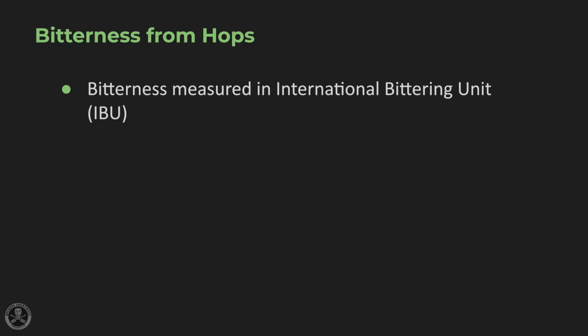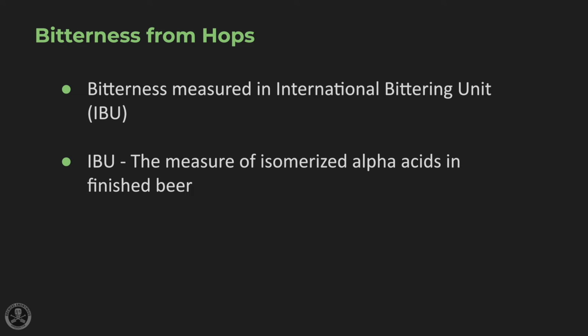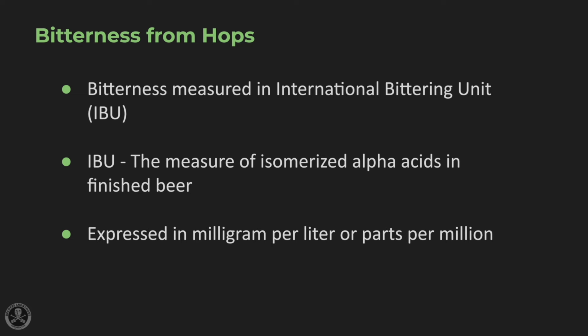Let's start off with how much bitterness we have in a beer from hops. And how do we know that? The most common way bitterness is measured in beer is in international bittering units. IBU is the measurement of the concentration of isomerized alpha acids present in a finished beer. It can be expressed in milligrams per liter or parts per million. The relationship between hops used and the IBU level isn't as cut and dry as 1 ounce equals X amount of IBUs. There are several factors that affect the IBU levels.